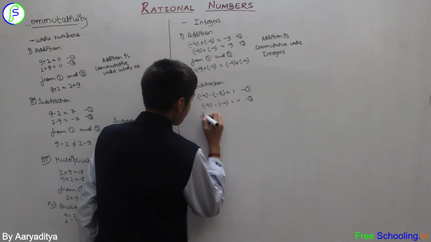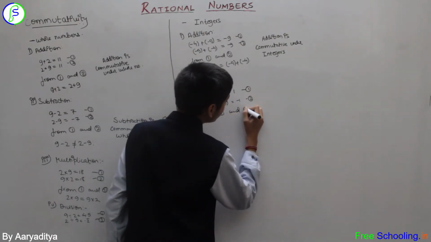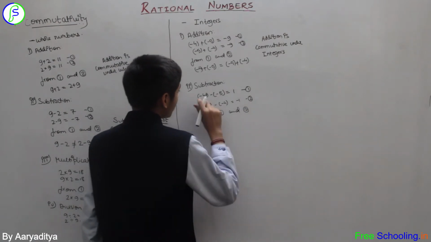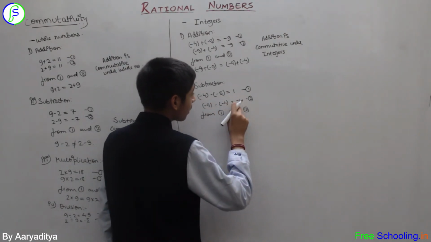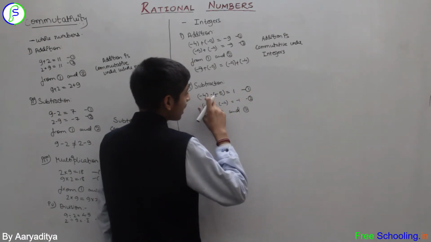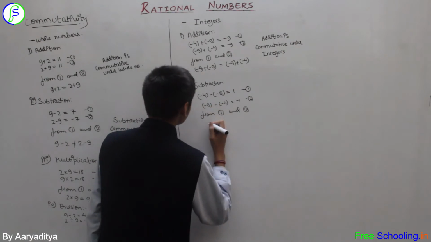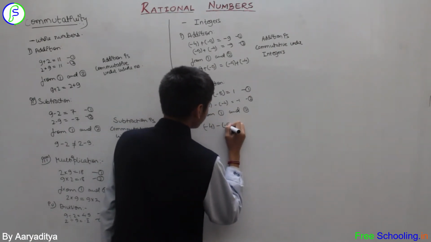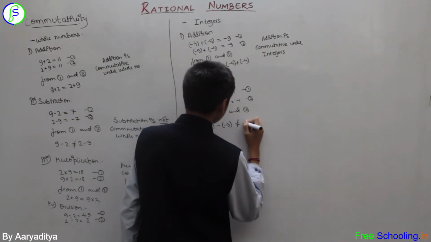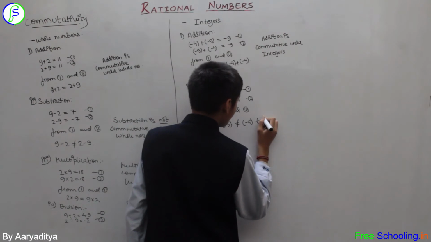So from 1 and 2 we see that minus 4 minus 5 is equal to 1, but minus 5 minus 4 is equal to minus 1. So minus 4 minus 5 is not equal to minus 5 minus 4.